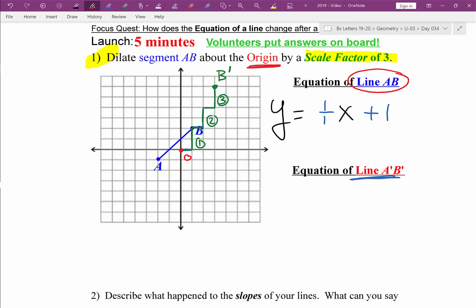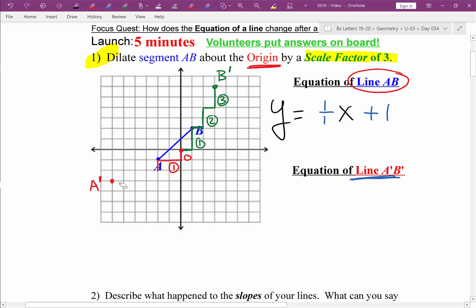And then for A, it's down 1 and to the left 2. So that's a dilation of 1. If I repeat it a second time, it's a dilation of 2. And a third time is a dilation of 3. So A prime would go right there.